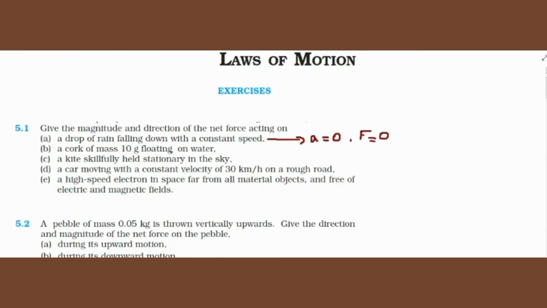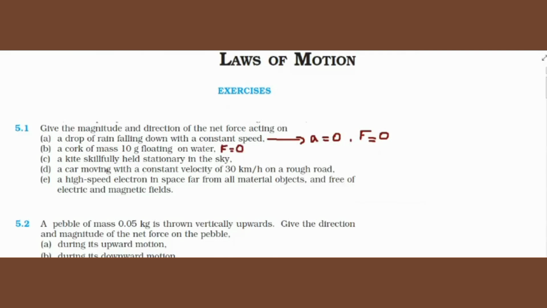A cork floating over a water surface. The cork is floating. Why is the cork floating? Because the gravitational force acting on it downward becomes equal to the upward buoyant force. As these two forces are balanced, the net force acting on the object is again zero.